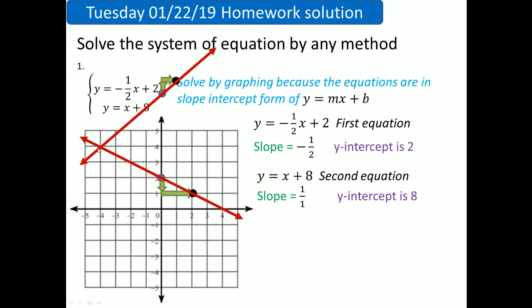This intersection right here is where the solution is. Negative 4, 4. That would be your solution.